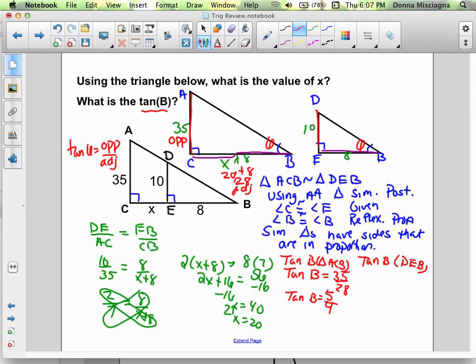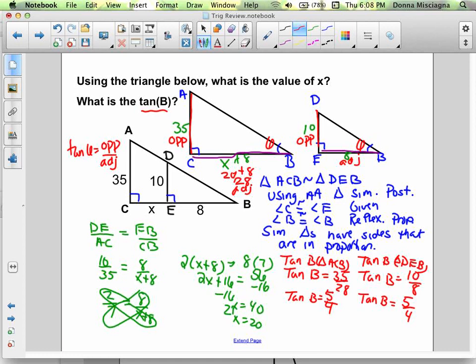Let's find the tangent ratio in triangle DEB. All right, so we have angle B marked. Across the triangle is side 10. That's the opposite side. The adjacent is that leg there that's marked with an 8. It's the side that's next to the angle. So that means the tangent ratio for angle B in triangle DEB is going to be opposite, which is 10, over adjacent, which is 8. But hey, those are both divisible by 2. So let's divide those by 2. And notice we get 5/4. Of course, we get the same answer either way.